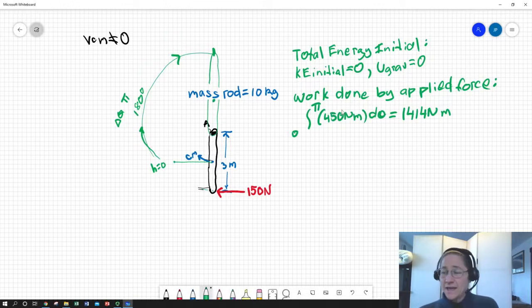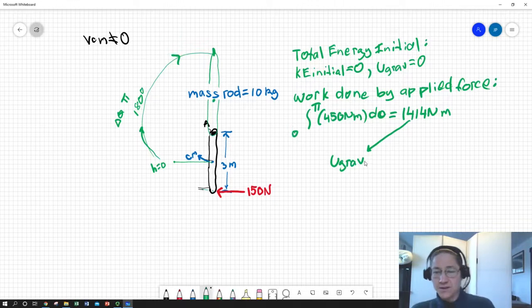Okay, so we've added energy effectively. We've done work on the rod. So we have 1414 Newton meters, or joules, added to the system. This is going to go into an increase in the gravitational potential energy, or work against gravity.